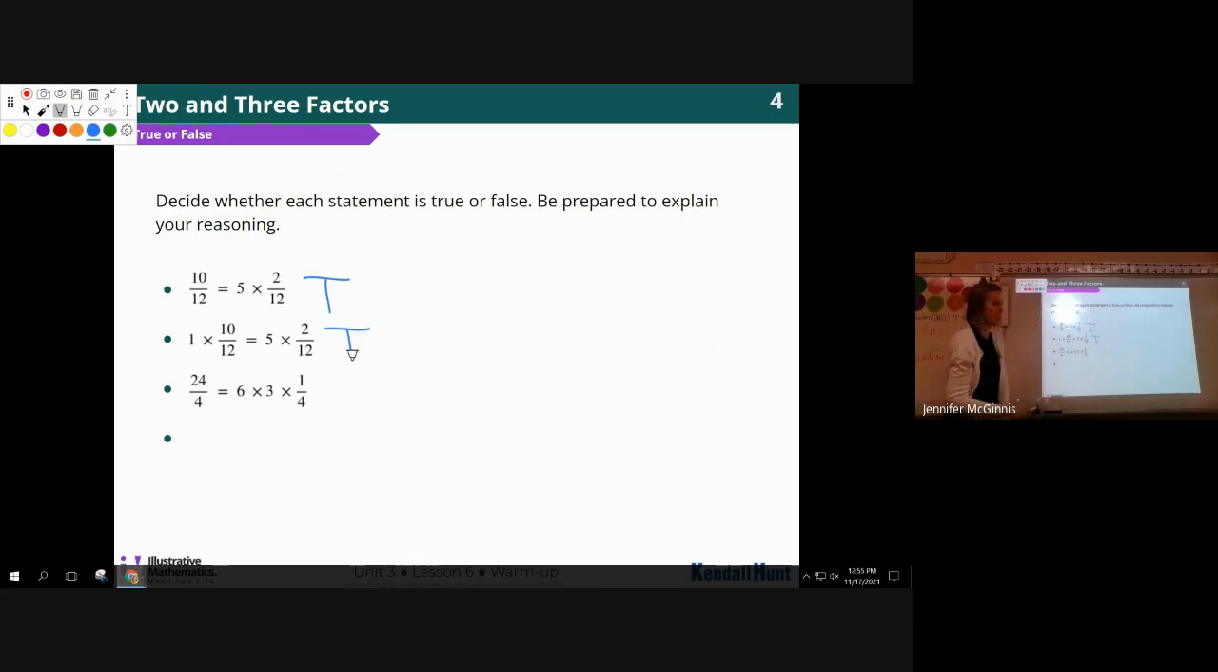True. Okay, I already hit the next one. Go ahead with the next one. True or false? Let's give everybody enough think time so that they can think themselves and see if they come up with an answer. True or false?